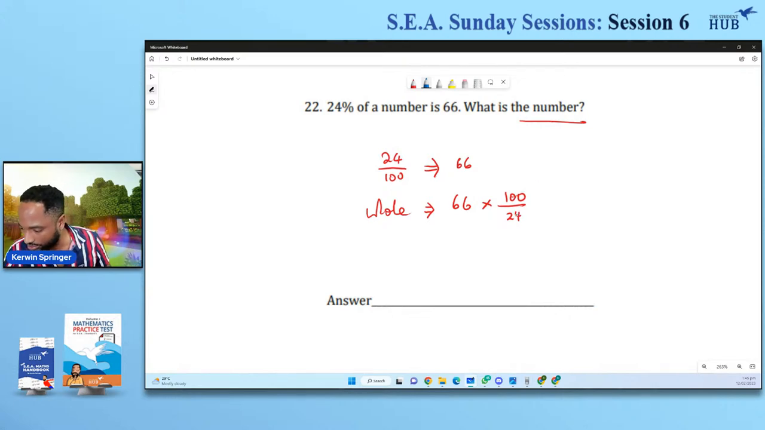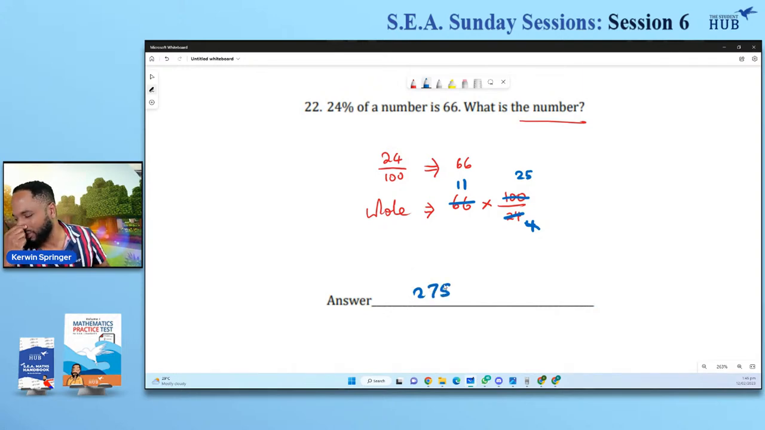So, 6 can go into 24. 6 can go into 24 4 times, and 6 can go into 66 11 times. What else? 4 can go into 100 25 times. And 11 by 25 is, 12 by 25 is like 300. 12 by 25 is 300, so 11 by 25 is 275.